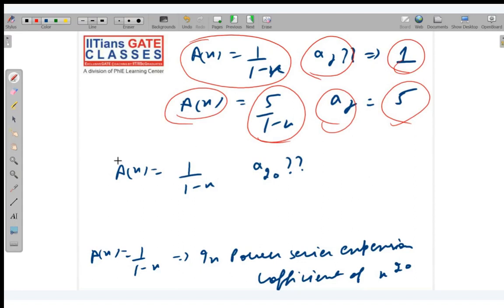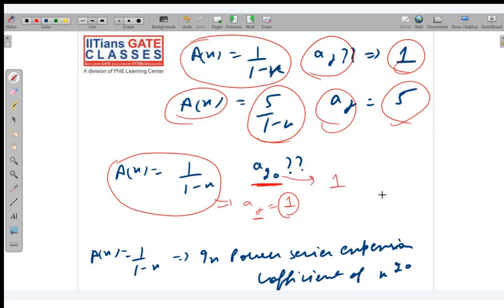Now they can ask like this also. If the generating function is this, what will be A20? For that you will say, first of all, the numeric function AR is 1. So for R you can put any value, 0, 1, 2, 3, any value. For 20, no problem, the answer is 1.